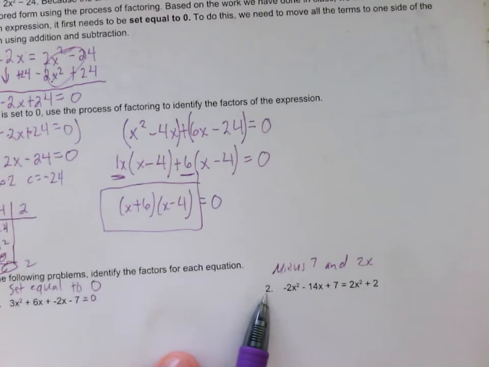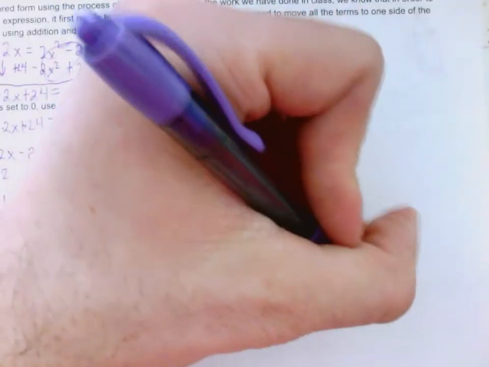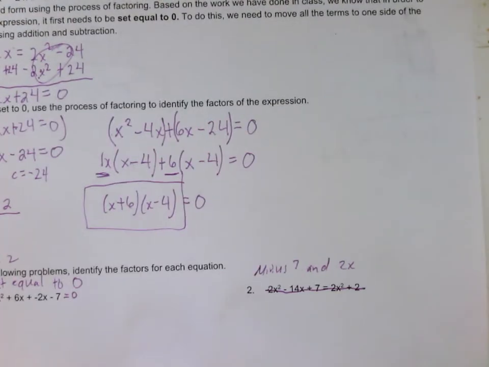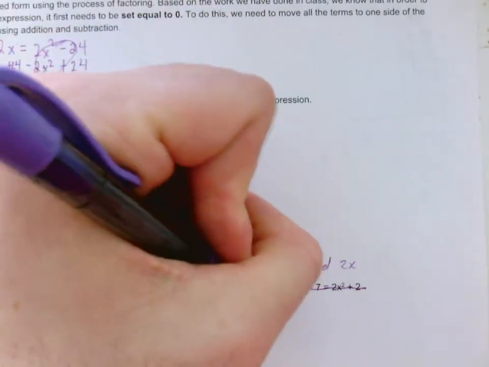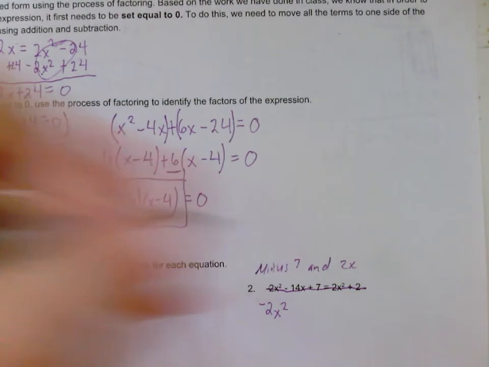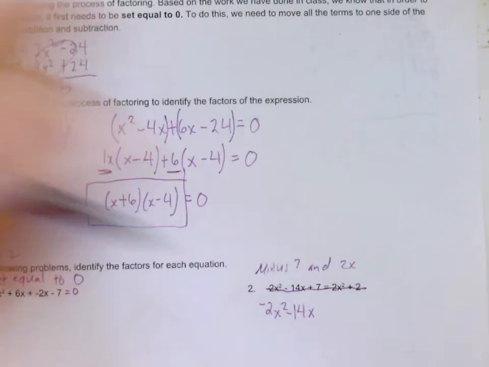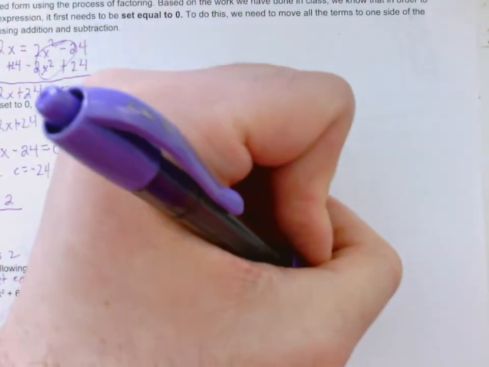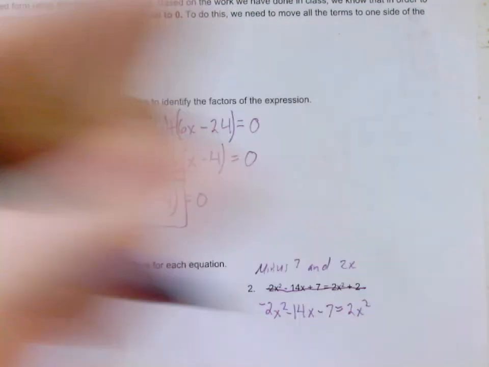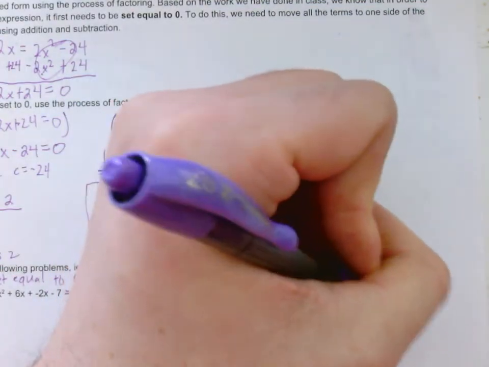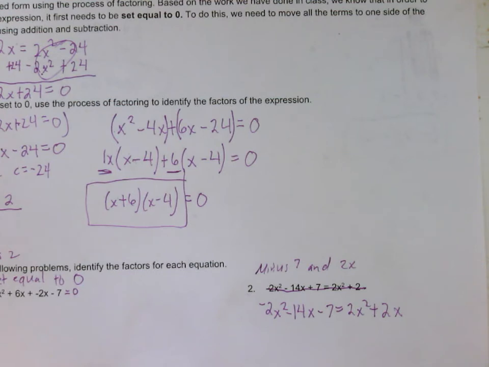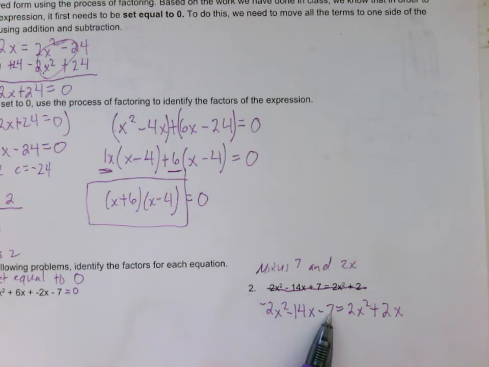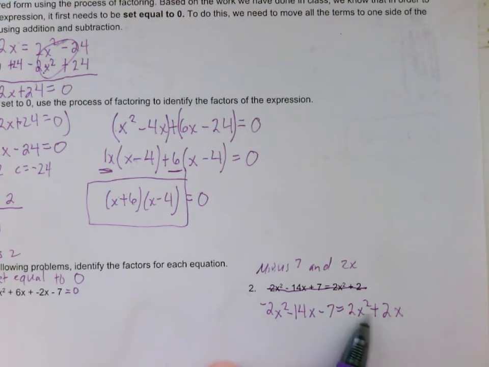On number 2, you can go ahead and cross the problem out. I want you to rewrite it as negative 2x squared minus 14x minus 7 equals 2x squared plus 2x. So again, it should read negative 2x squared minus 14x minus 7 equals 2x squared plus 2x.